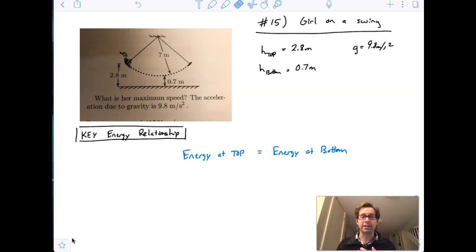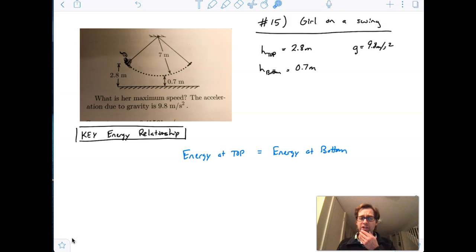The big idea in this problem is to find some key energy relationships, and so I'm going to walk you through what those look like using this example. We have a person on a swing, and they're giving us some information about the swing. We know the height off the ground at the highest part of the swing, and we know the height off the ground at the lowest part of the swing. And then we want to figure out what is her maximum speed.